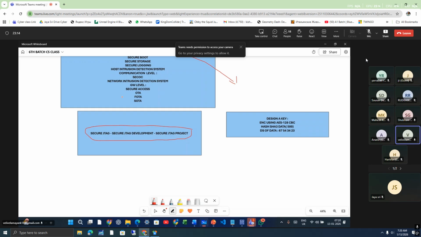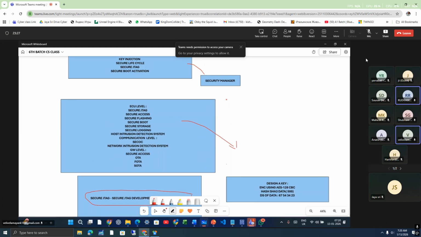So can I follow my methodology? Only one feedback out of 17 members, one guy pointed out this method. Here I need your opinions. That means next class, if I start secure JTAG, we will follow my methodology only, right? Same concepts, 3 times. Yes, yes, you can follow your methodology, Ram.